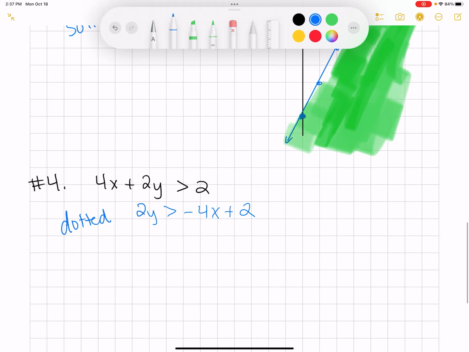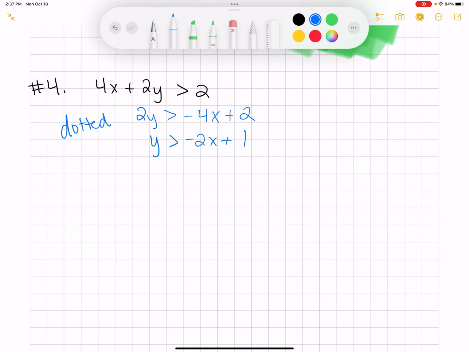Okay? So this is a modified problem 4. Make a note of that. I'm modifying problem 4. What do I do now? I got rid of your fractions for you because I modified the problem. Okay, divide by 2. So this is going to be negative 4 divided by 2, negative 2x, plus 2 divided by 2 is 1.